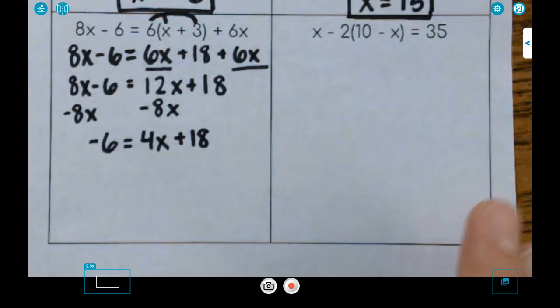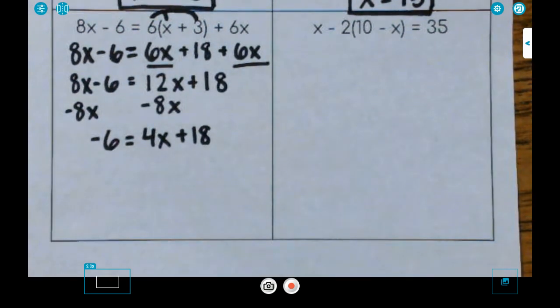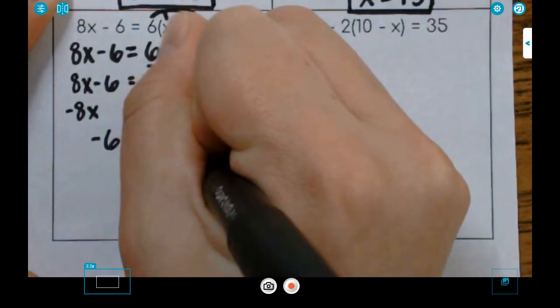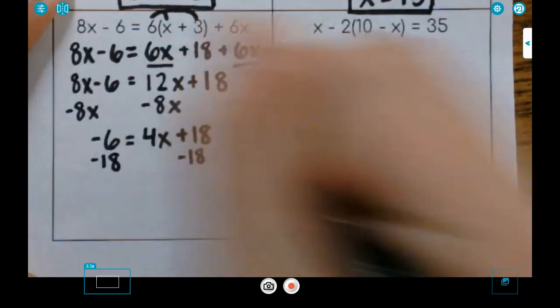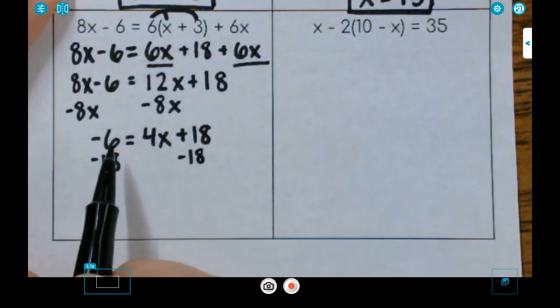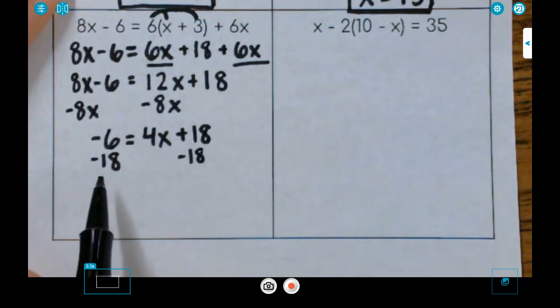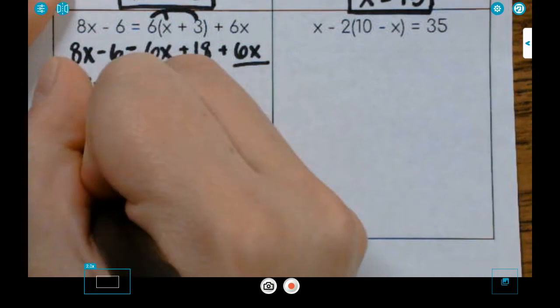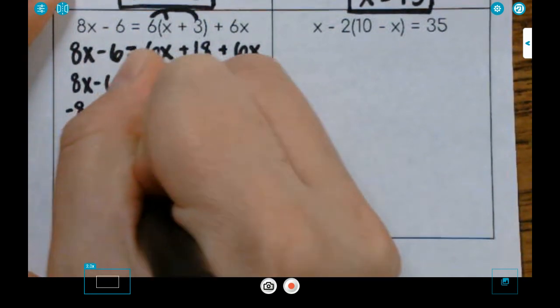Okay, hello again, recorded. All right, so now we've got negative 6 equals 4x plus 18. Sorry about the interruption. We are going to get rid of that positive 18 by subtracting 18 from both sides. Right here, I've got negative 6 minus 18. This means I took $6 from you, and then I took another $18 from you. I have now taken $24 from you. Negative 24 equals 4x.